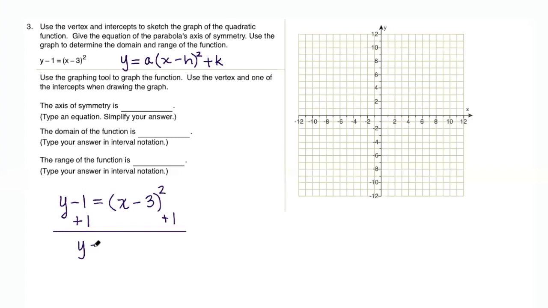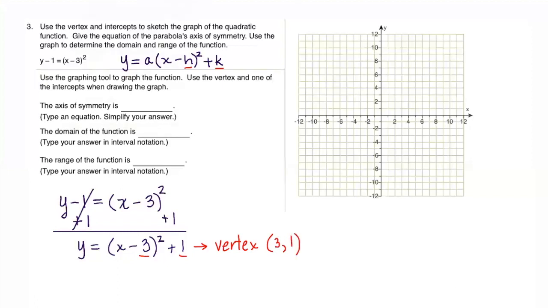Now we have y equals (x minus 3) squared plus 1. Now this is in standard vertex form. I can now identify my h value as what's sitting after the subtraction sign, and my k value is outside the parentheses at the end. This tells me my vertex will be located at the point (3, 1).